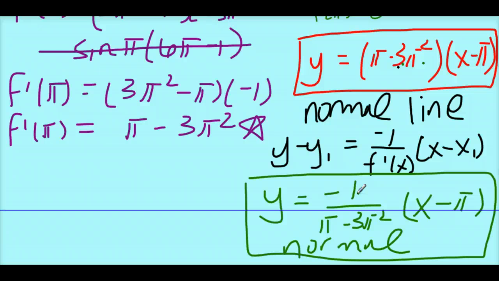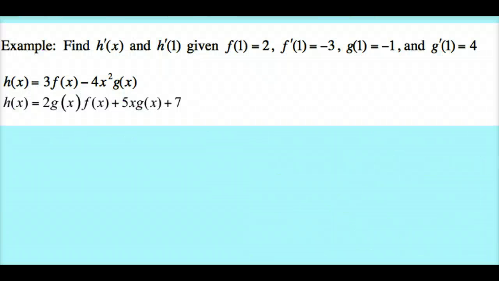Alright, so let's take a look at our final problem for the day. This problem is slightly different from everything else because I don't have actual functions that give me details. I just have general functions called f, g, and h. Well, since we know these rules, we can actually use all of our trig rules, 6 rules now, to solve these problems. So it says find h prime of x and h prime of 1 given the following.